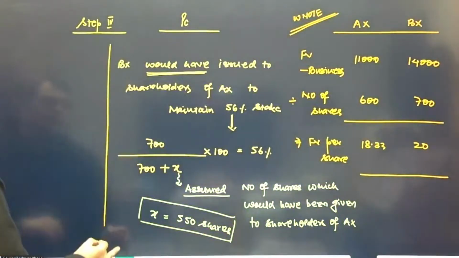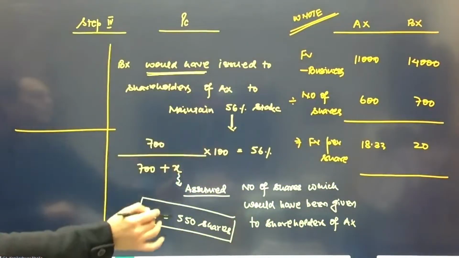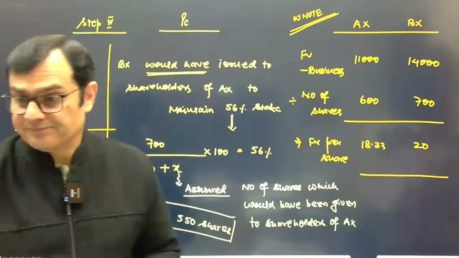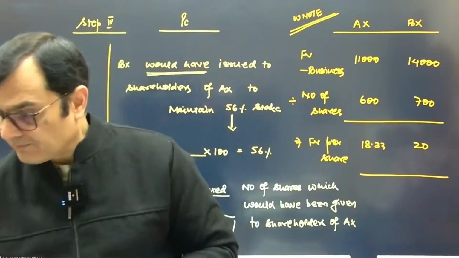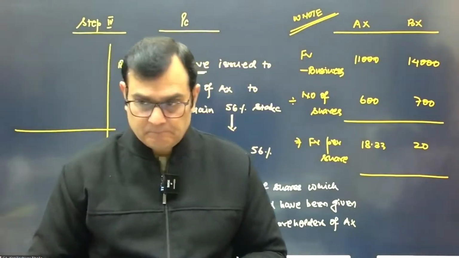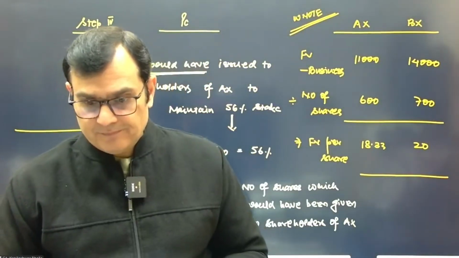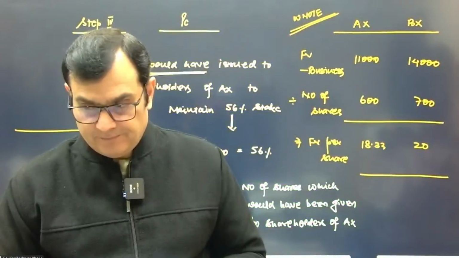So now let's get this from your side very clearly. I'll put two questions. Can we make the calculation such that the value of A's business was 11,000 and B was supposed to give shares at 20, then it will also come to 550?